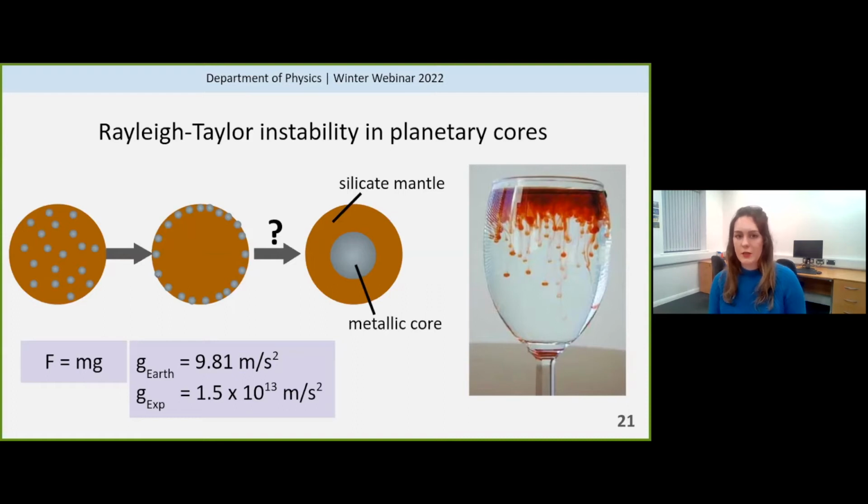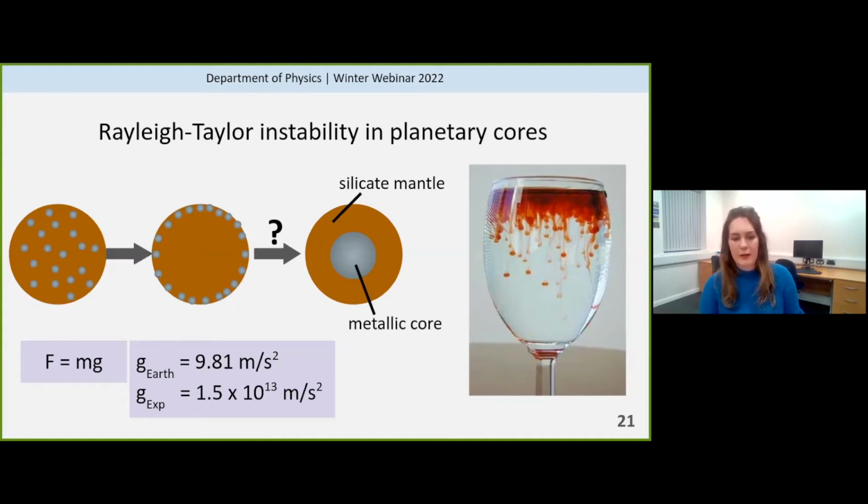But then the question is, obviously, these metallic blobs are meant to form the core, right? They should be right in the middle. So how do they get from the edge into the middle? And it turns out that part of the answer comes from something called the Rayleigh-Taylor instability, which is an instability that occurs when you have a higher density fluid sitting on top of a lower density fluid under the influence of gravity.